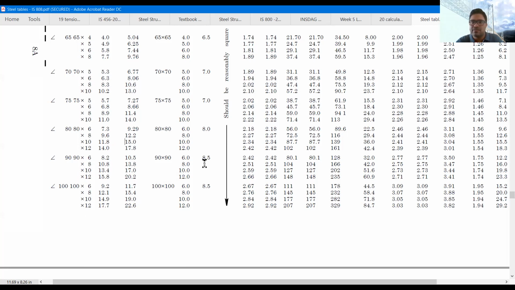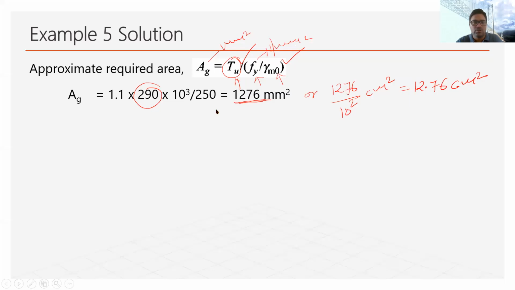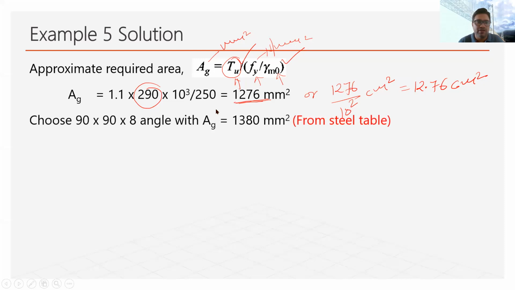So now we will go back to the slide. Here we are choosing a 90 by 90 by 8 angle section, and for that the gross cross-sectional area is 1380, which is quite higher than the required, which we consider on the safer side, but we will not be sure until we check the strength of this section. So now we will check the strength of this section.